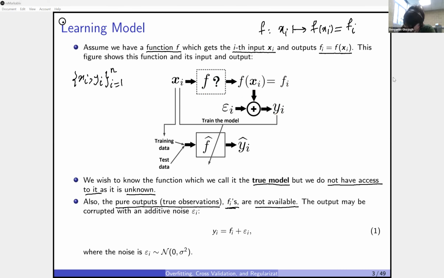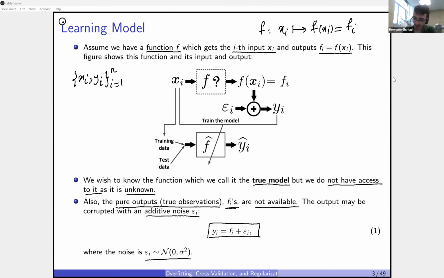And the output may be corrupted. The outputs or the labels in the data set might be corrupted with some additive noise, epsilon i. So we have yi's. We don't have fi's. Yi's might be the true fi's plus some noise. And this noise, we assume it is distributed Gaussian with mean 0 and variance sigma squared. And i denotes the ith data point. So we might have several of them, right? x1, x2, x3.